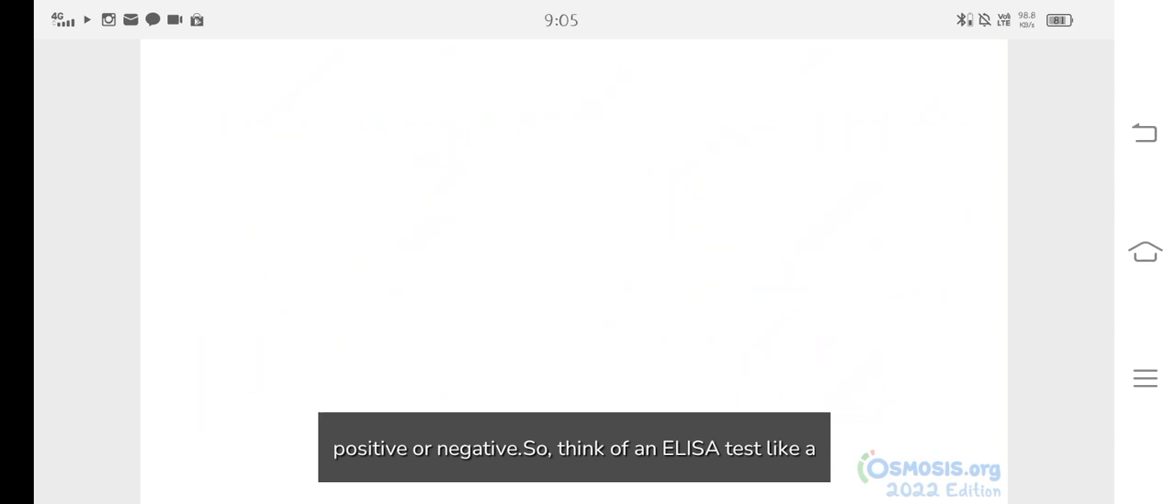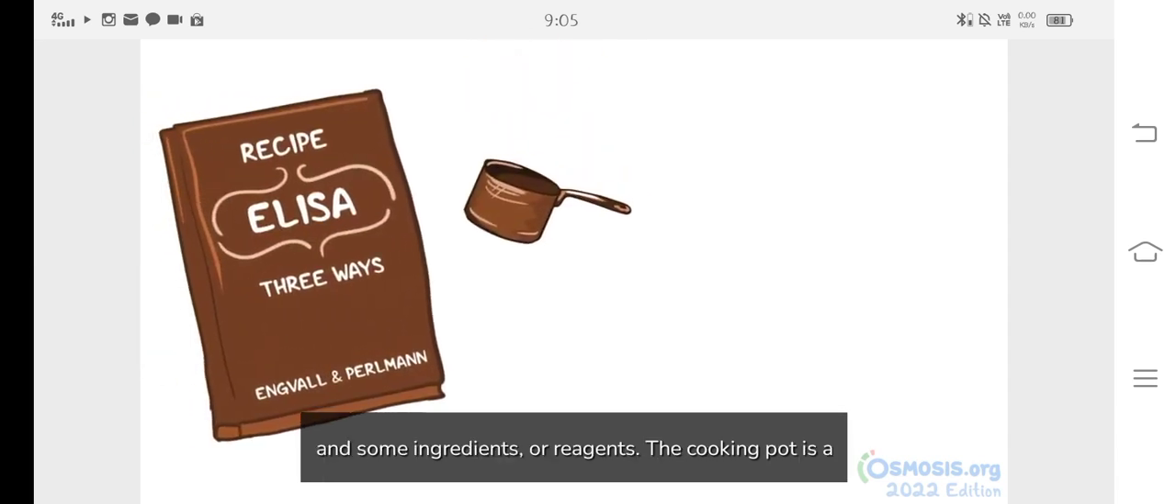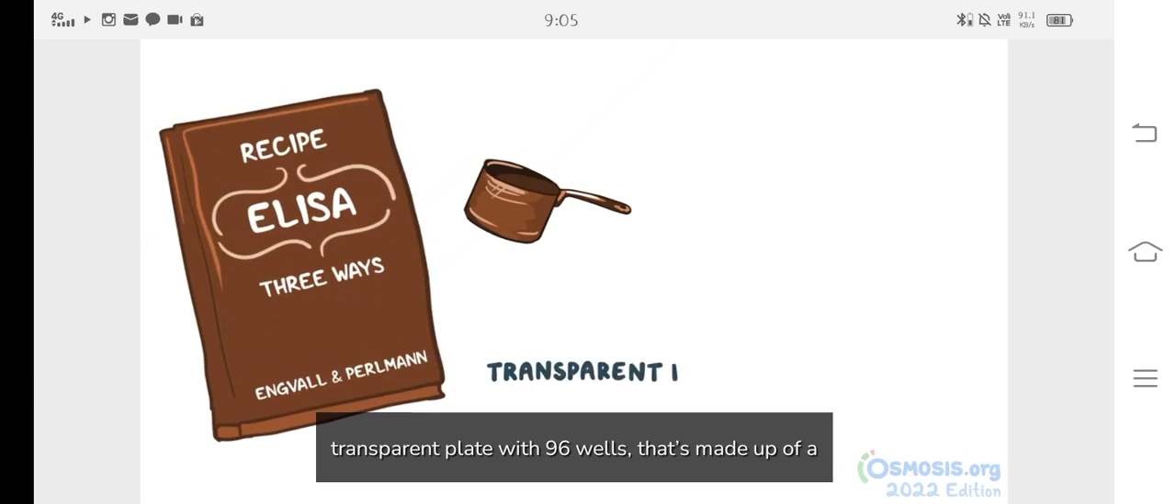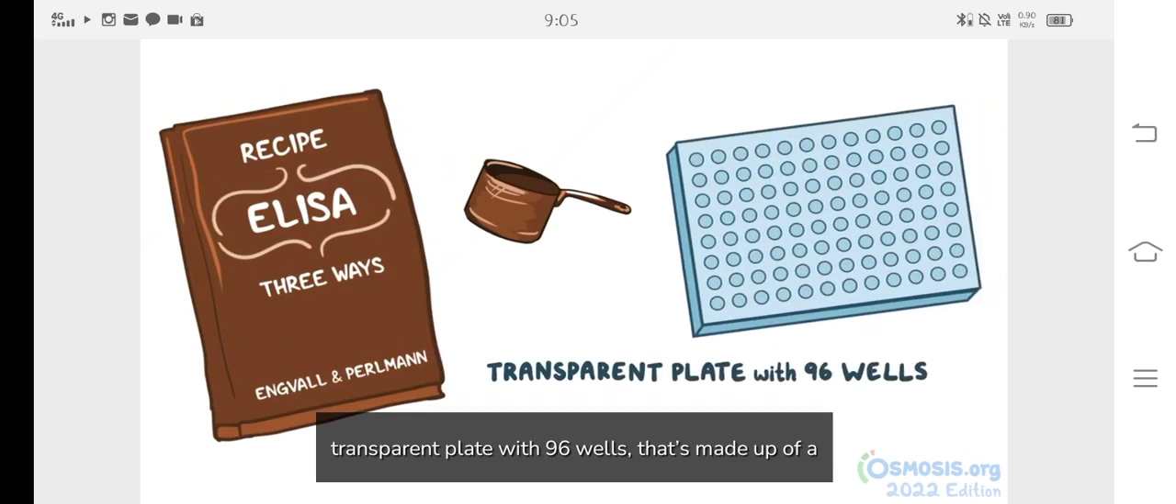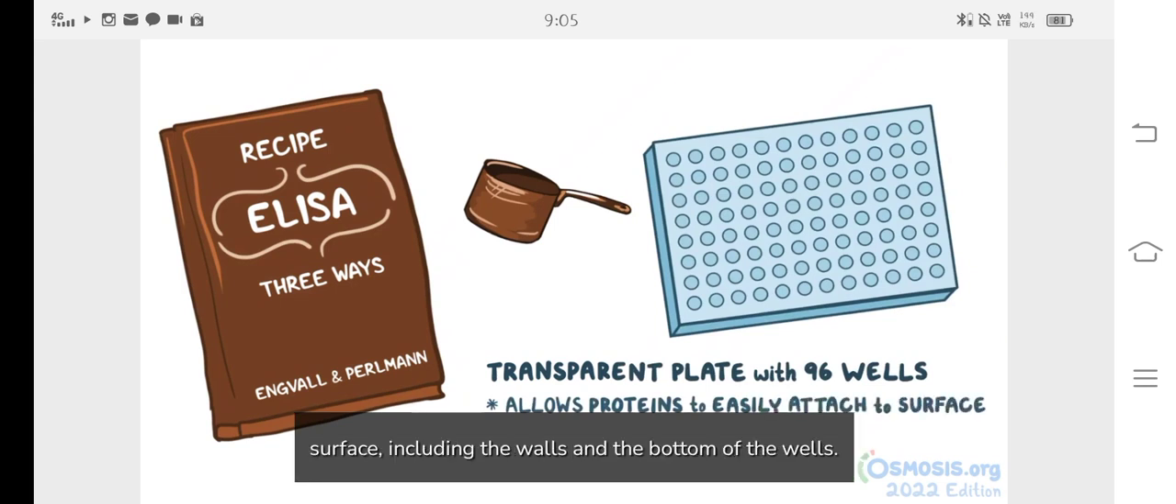So think of an ELISA test like a cooking recipe. We're going to need a cooking pot and some ingredients or reagents. The cooking pot is a transparent plate with 96 wells that's made up of a special material that allows proteins to easily attach to its surface, including the walls and the bottom of the wells.